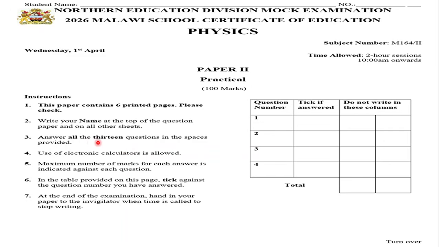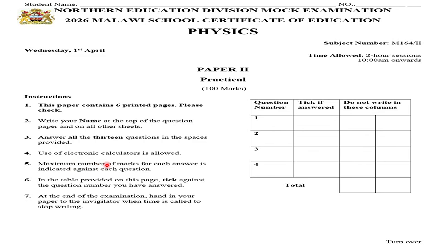I'm sure there's a mistake here. This is talking about paper 1, because paper 2 doesn't have 13 questions, it has 4 questions. So this, I believe, was just an anomaly when editing this cover page. So we can ignore the fact that there are 13 questions in this section, but all other instructions apply.